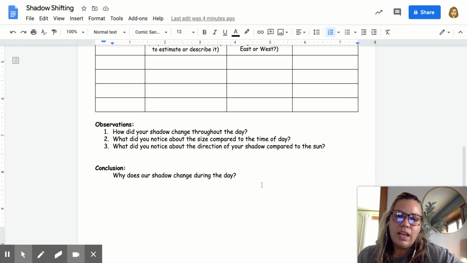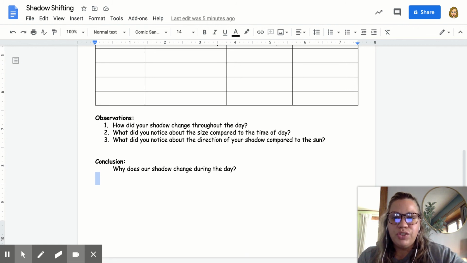And then the last step is we want you to draw a conclusion. So after looking at all your data and making your observations, can you answer this question? Why does our shadow change during the day? What is happening that allows our shadow to change during the day?